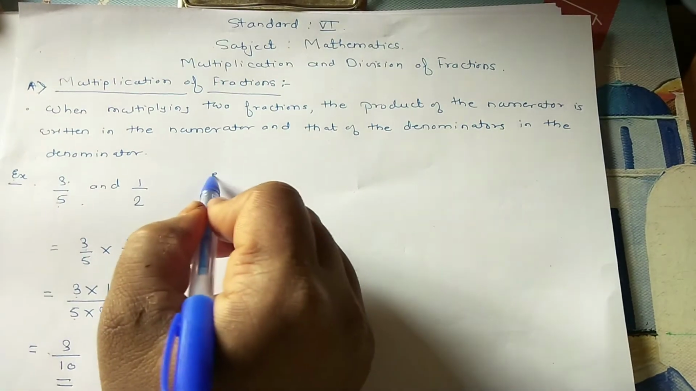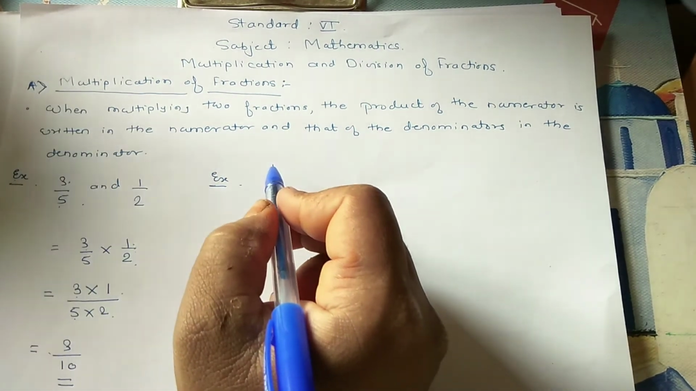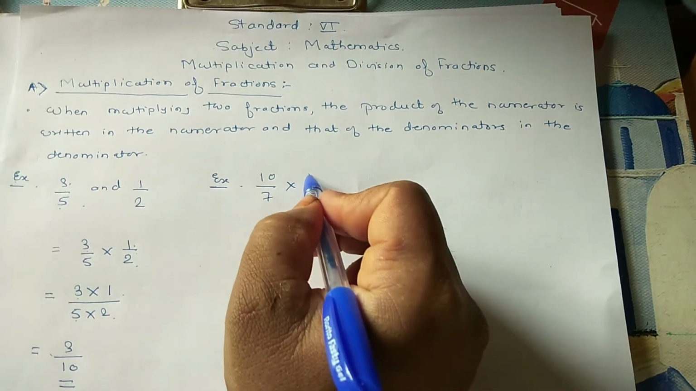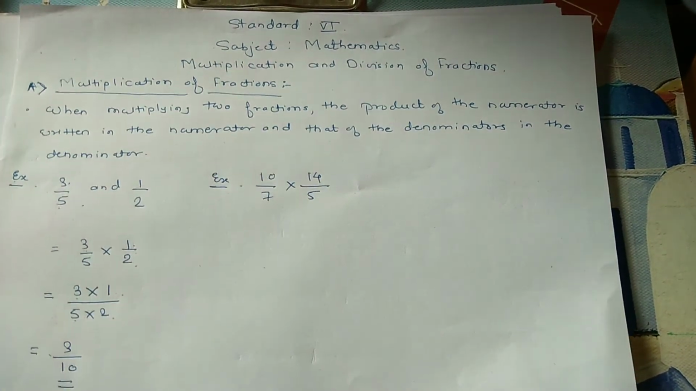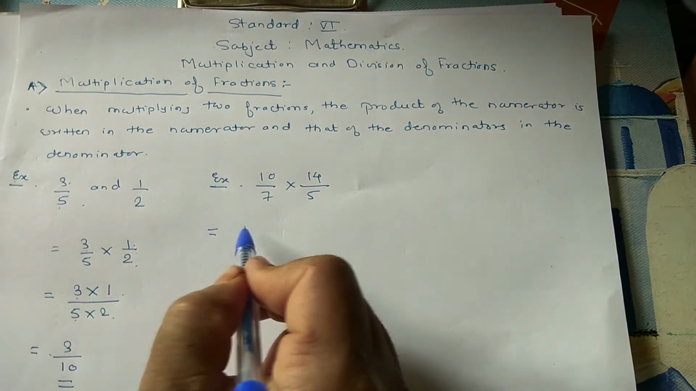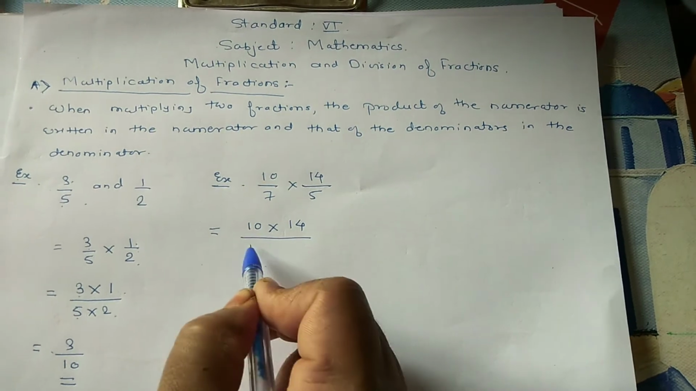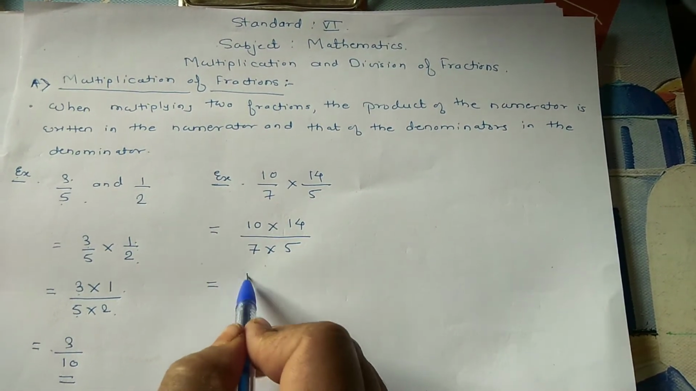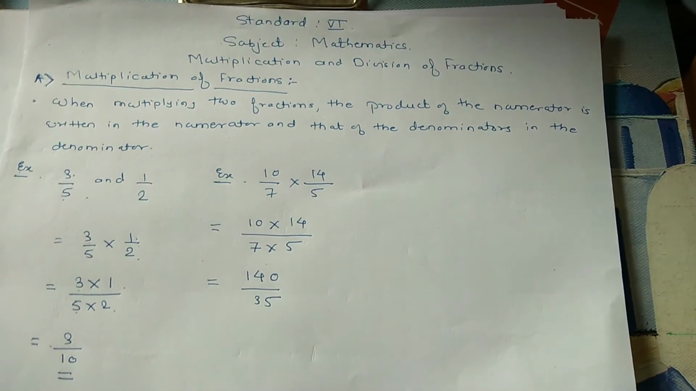Okay, let us take a second example. Suppose 10 by 7, okay, into 14 upon 5. Okay, so again we take numerator into numerator, that is 10 into 14, divided by denominator into denominator. So 14 tens are 140, 7 5s are 35.